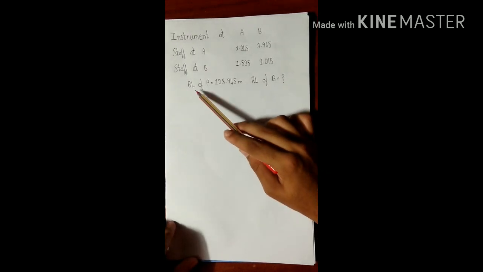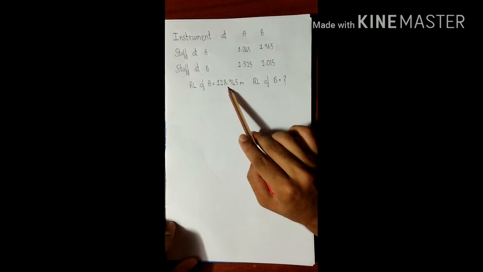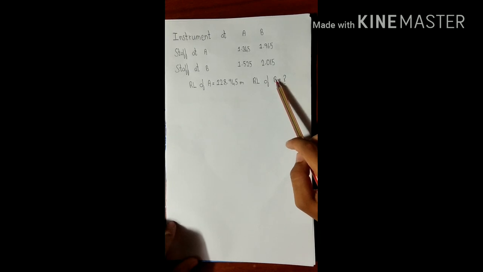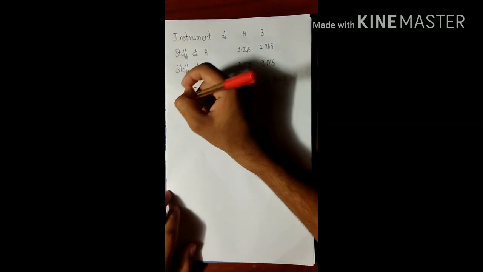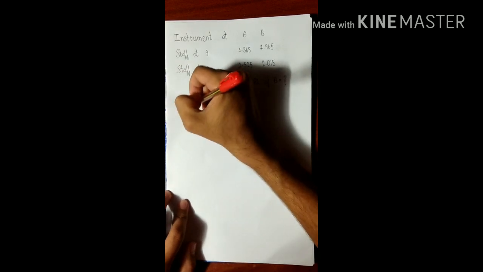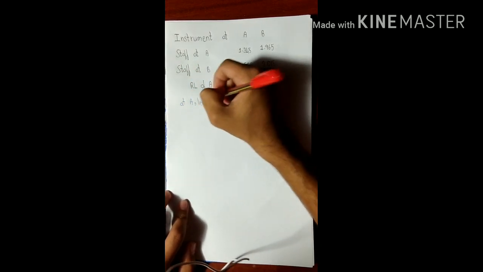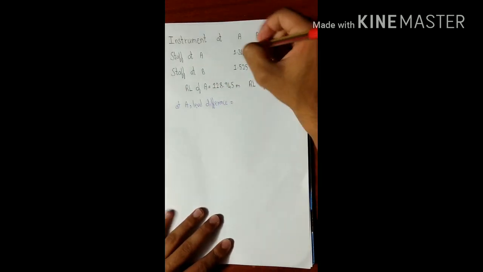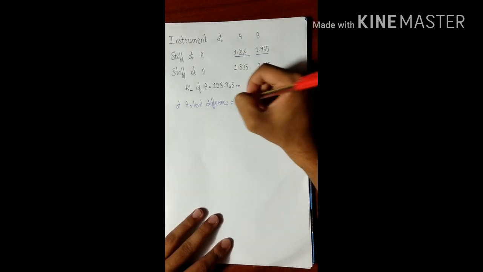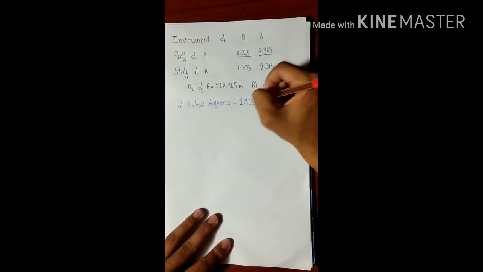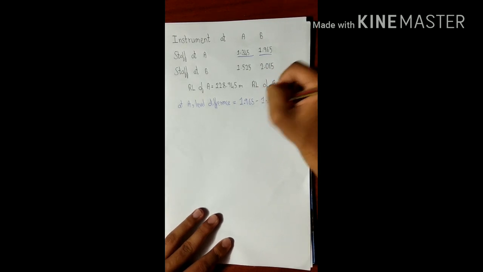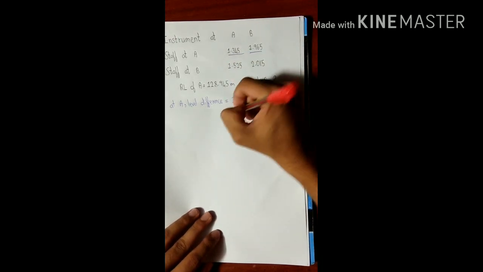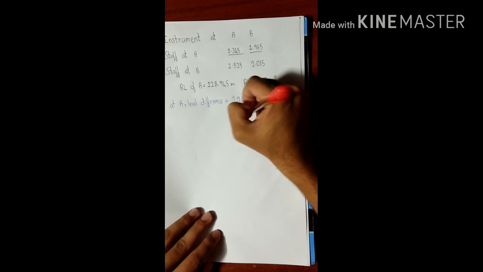It is given that the reduced level of A is 128.945 meters and we have to find the reduced level of B. So here's the solution. With the instrument at A, the level difference is equal to 1.965 minus 1.345, which are the staff readings of A and B as viewed from A, which will give you the answer as 0.620 meters.